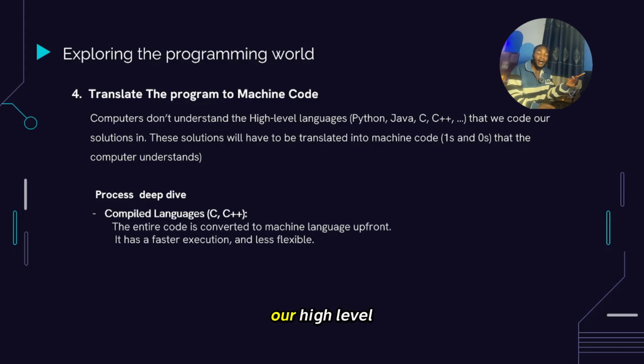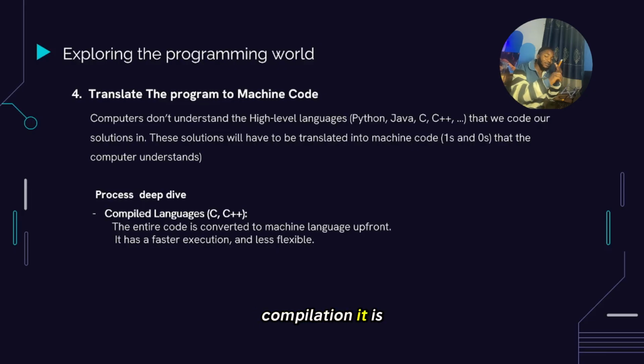So now let's look at the ways our programs in our high level languages are going to be translated into machine code. The first thing we're going to look at will be compiled languages. Languages like C and C++ are compiled languages. And what is compilation? It is a process of bundling the entire file and converting it into machine code all at once.